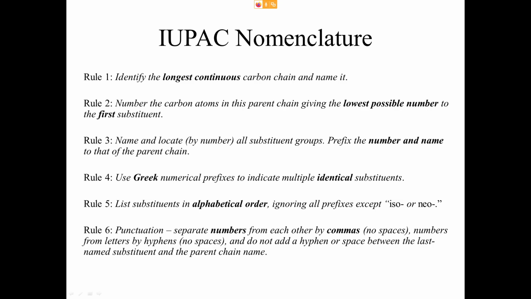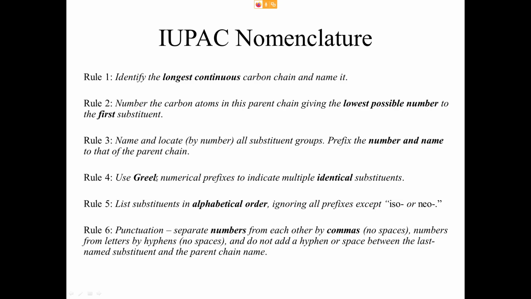If you have multiple identical substituents, like there's 2 methyl groups, right? We don't call it a methyl-methyl, we call it a dimethyl. We use the Greek numerical prefixes like di and tri and tetra and penta to name the number of those things, right? So if you had 4 ethyl groups, it'd be a tetraethyl, right? Tetra meaning the Greek prefix for 4, ethyl telling me what I have. And we'll do an example of those as well.